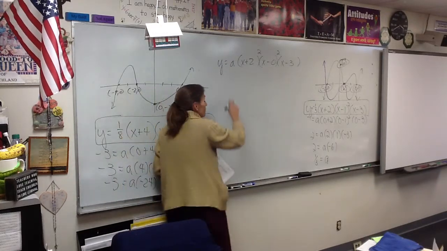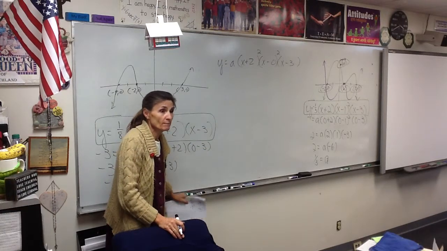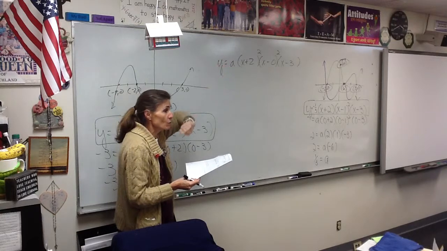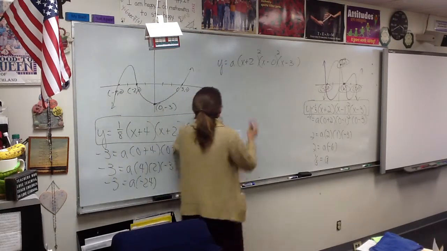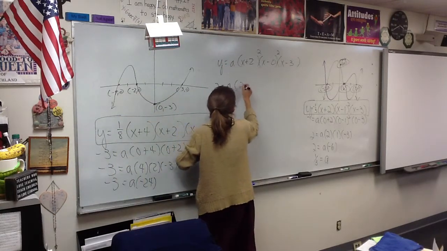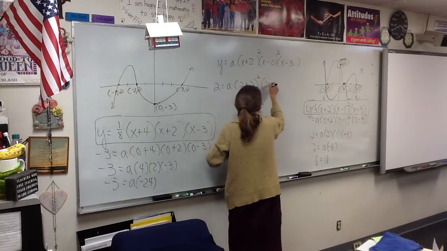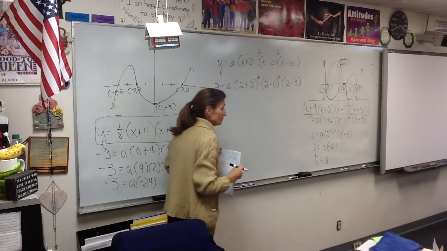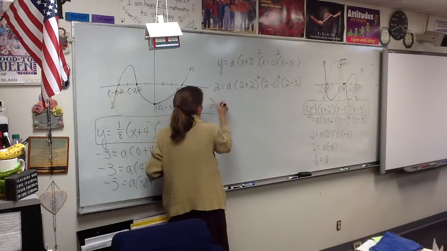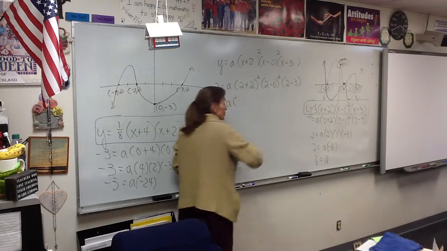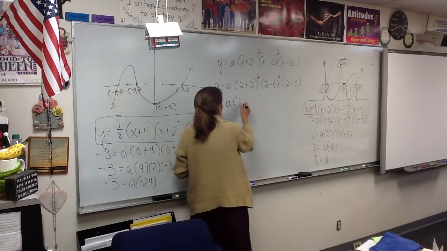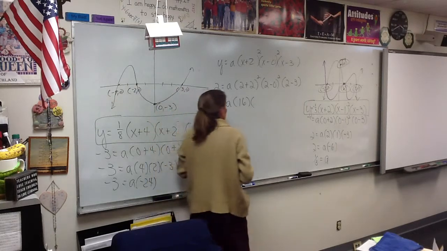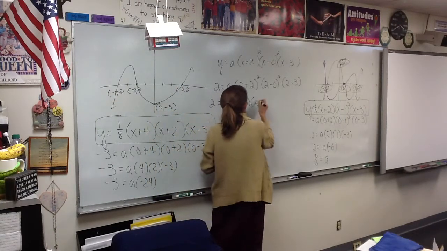Now I need my coefficient. How am I going to find my coefficient? Look at the problem. What random point did they give you? So you're going to put 2 in for y and 2 in for x. 2 plus 2 is 4, squared is 16. 2 minus 0 is 2, squared is 4.